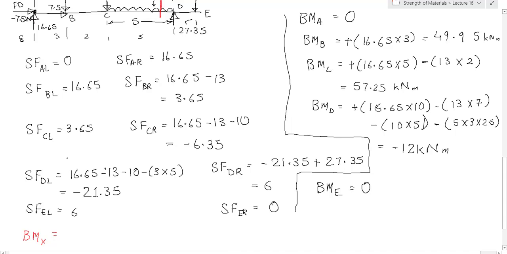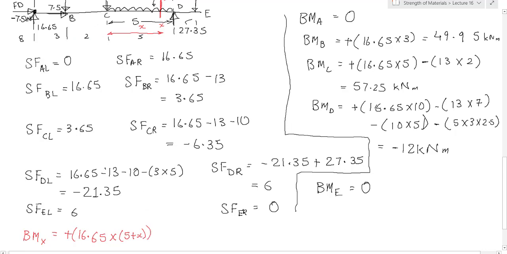First of all, there is this 16.65 which is positive. 16.65 into what is the distance? 3 plus 2 plus, if we are calling this x, from where are we calling? Let us say from here this much distance is x. So what is the distance? 5 plus x. So this will be 5 plus x.